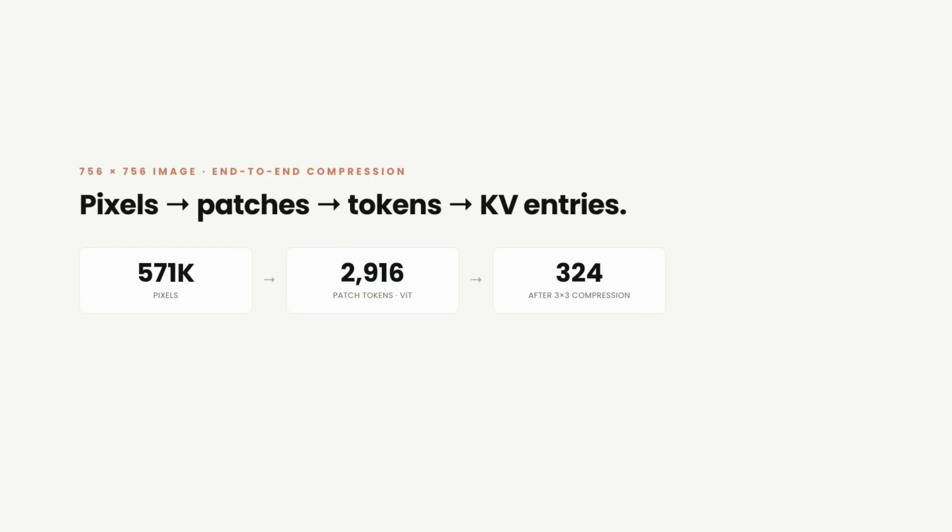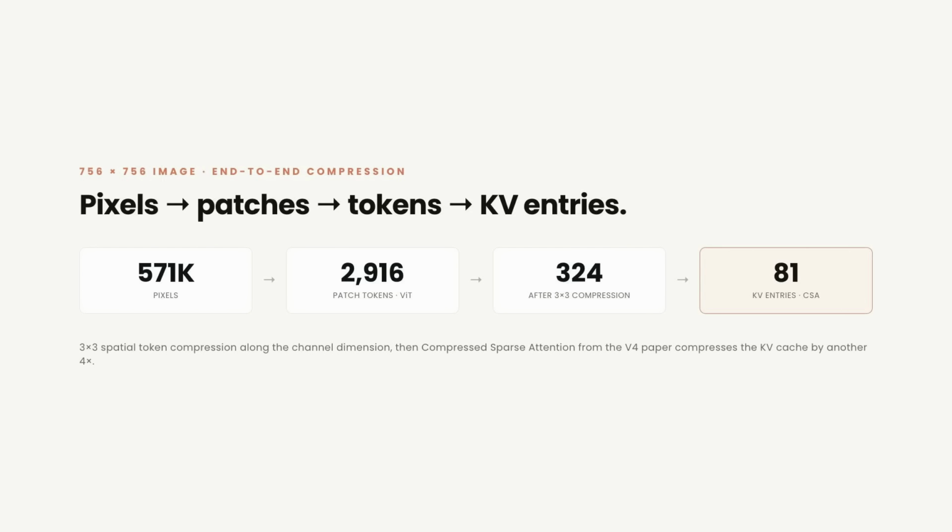And then their compressed sparse attention mechanism, which is from the V4 paper, compresses the KV cache by another factor of 4 and results in only 81 entries in the KV cache for the image. Pixels to a KV cache entry, that's about a 7,000 times compression ratio.